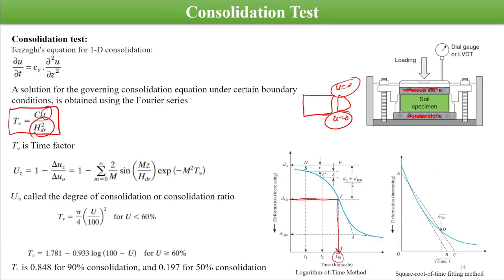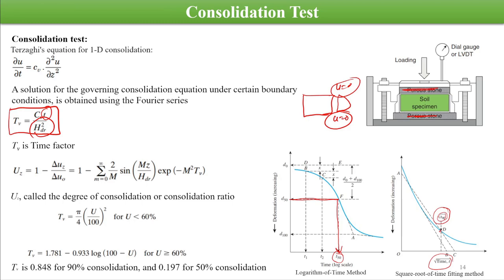And in the square root of time fitting method, we plot the similar deformation versus, this time, the square root of the time. And here in this method, we obtain the square root of T90, that is the square root of the time at the 90% consolidation.